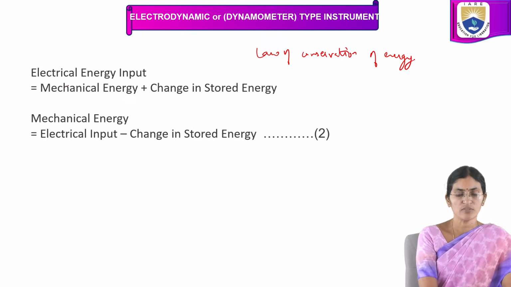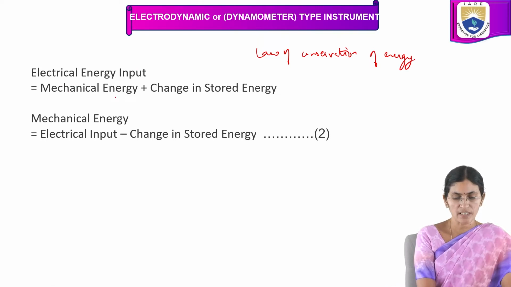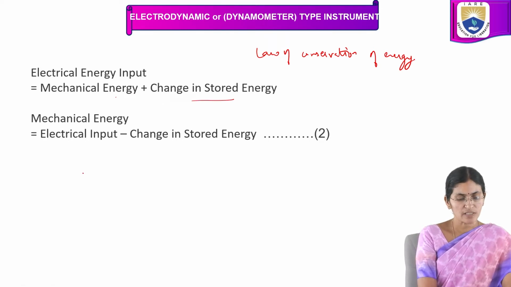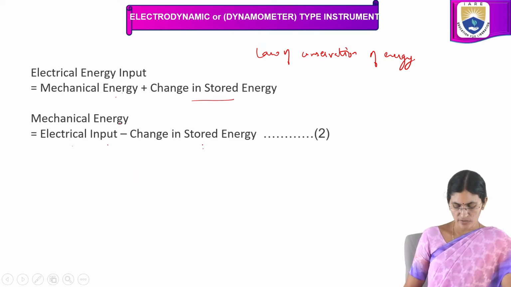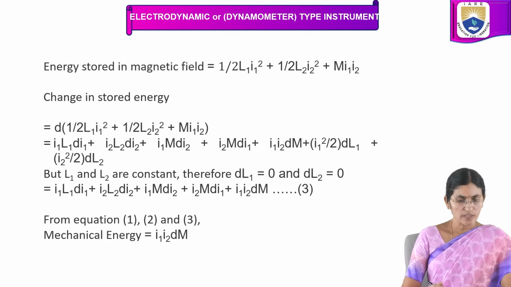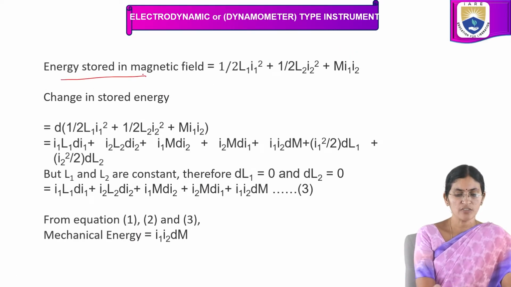So input electrical energy is equal to mechanical energy output plus change in stored energy. So the same equation can be written as mechanical energy is equal to input electrical energy minus the change in stored energy. Now let us see what is the energy stored in the magnetic field. We know that energy stored in a magnetic field is given by half Li square.